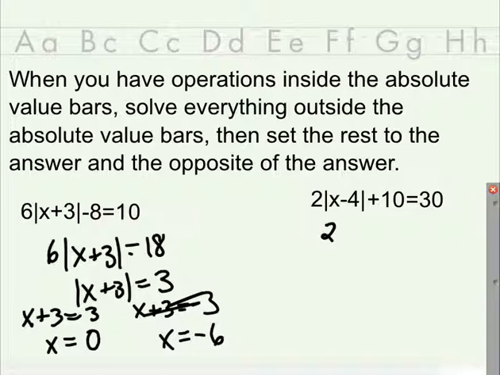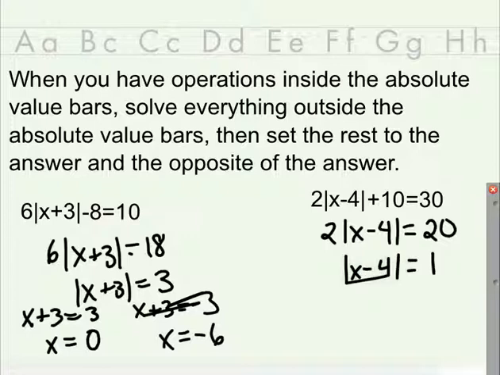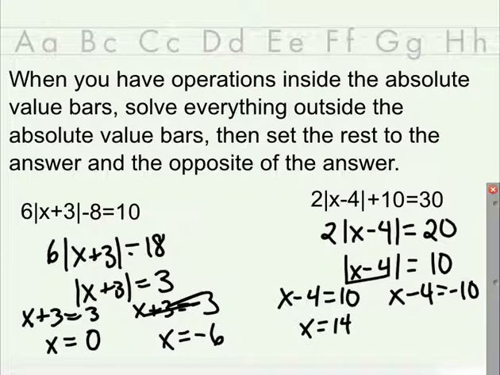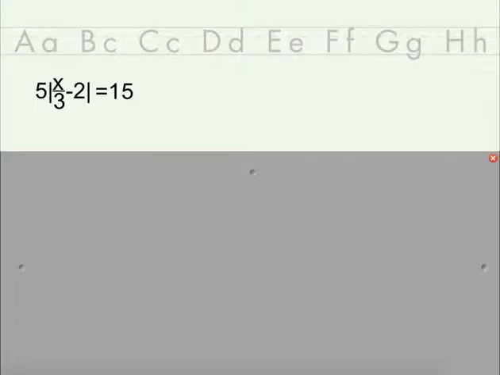Okay, same idea. 2 times the absolute value of x minus 4 is equal to 20 once I subtract 10. I divide by 2 and get absolute value of x minus 4 is equal to 10. So I get x minus 4 is equal to 10. x minus 4 is equal to negative 10, which means x is equal to 14 and x is equal to negative 6. There we go. All right, so make sure that you're working with those to get x by itself after you've gotten the absolute value by itself.